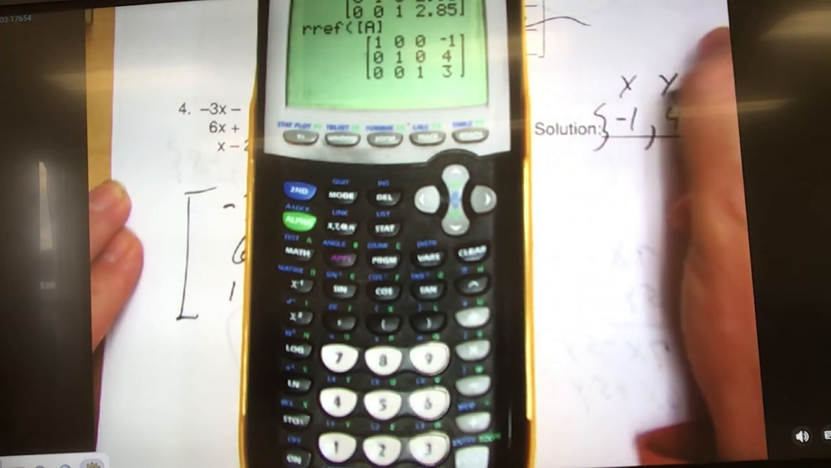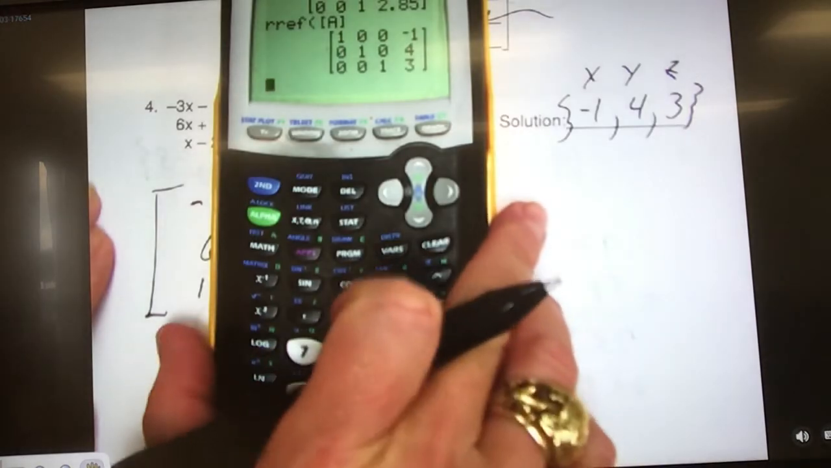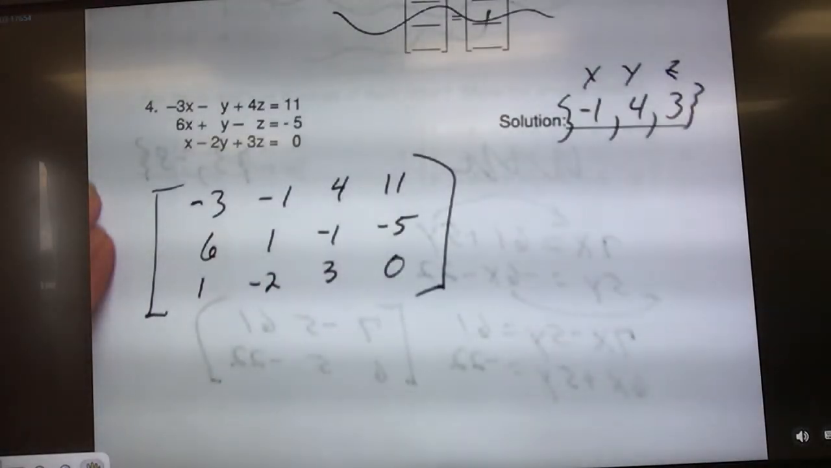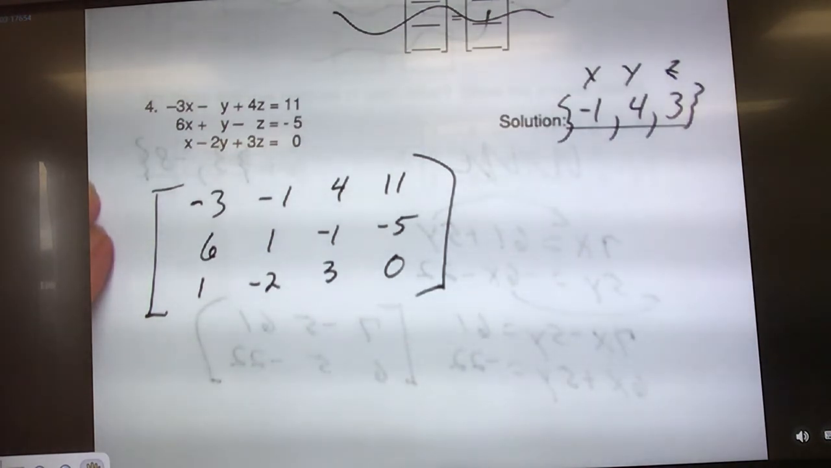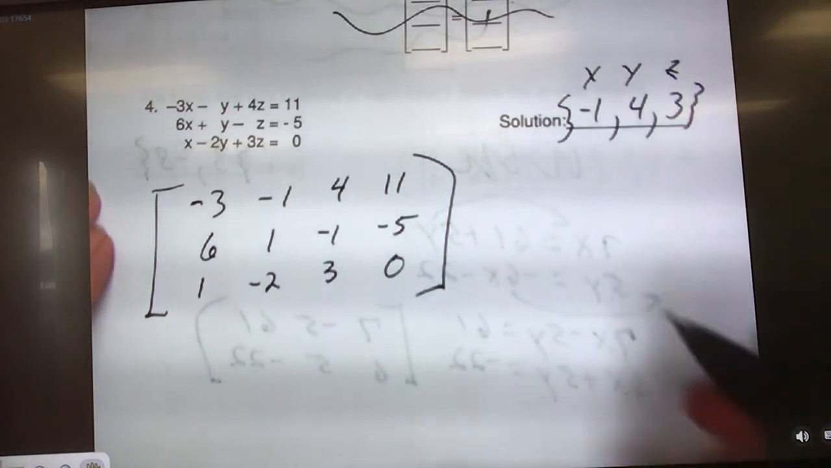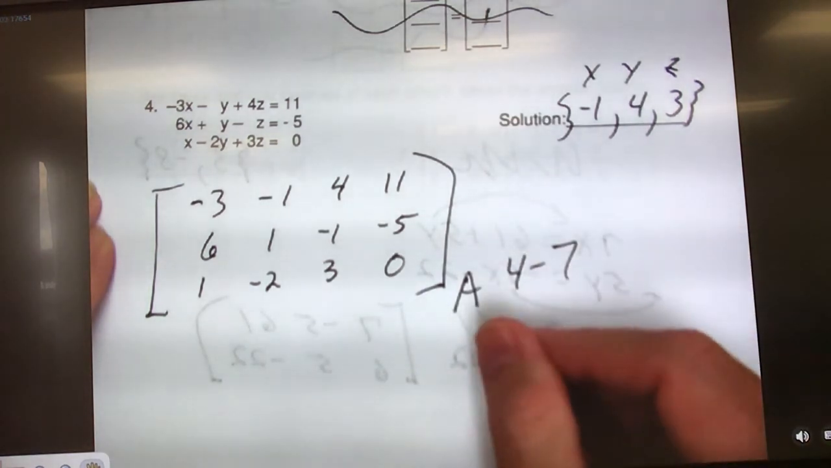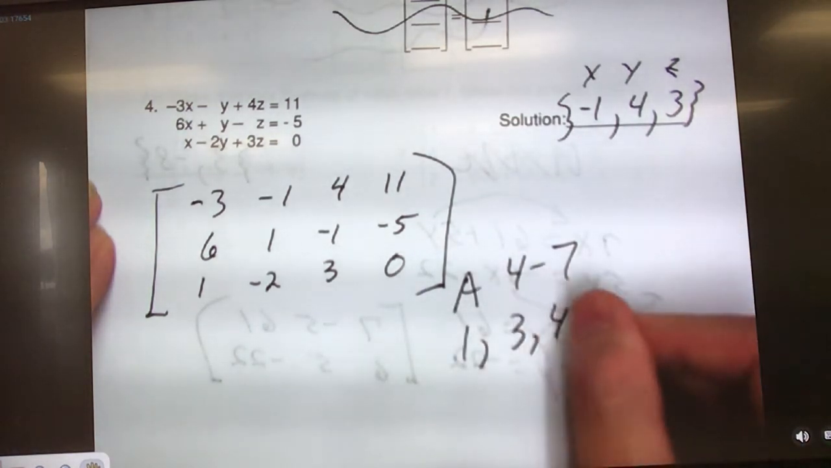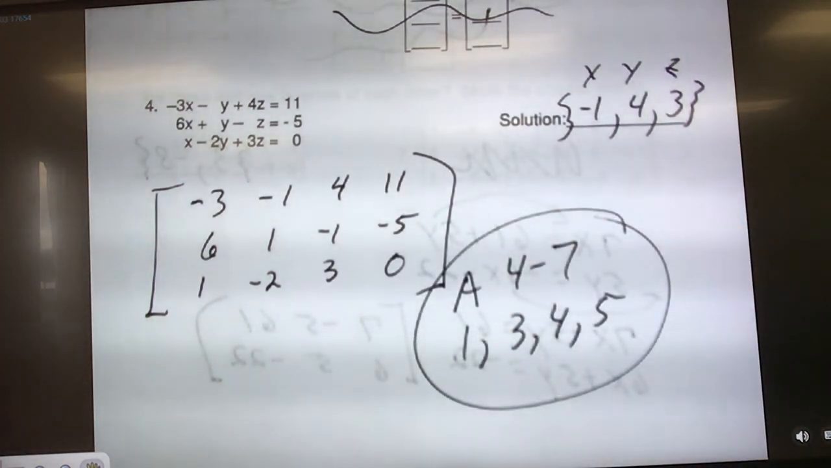X, Y, Z. Okay? If you ever come out with a fraction or a decimal, you can change those to fractions by hitting your math menu and changing them to fractions. You will be doing on this assignment A4-7. You're going to do numbers 1, 3, 4, and 5. This concludes the notes for 4-7.